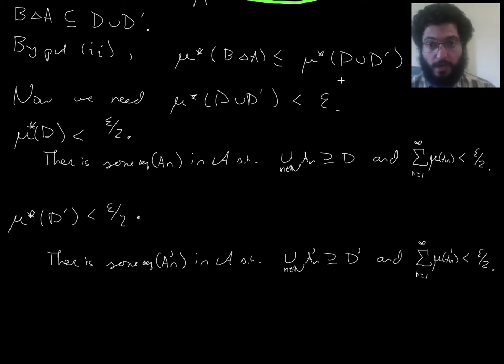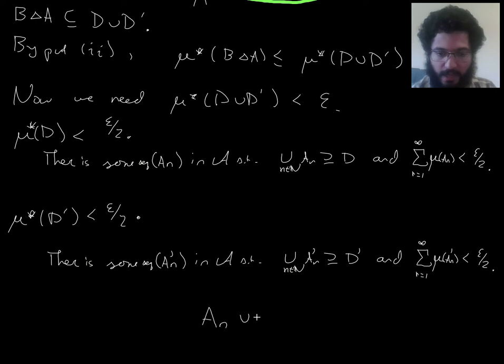So remember, now our goal is to try to show that mu star of D union D prime is small, right? We want mu star of D union D prime to be less than epsilon. So one thought that might occur to you is, well, we're unioning D and D prime, so how about we union these things in the cover? So you might think to try and union A_n and A_n prime, and then look at this family of things.